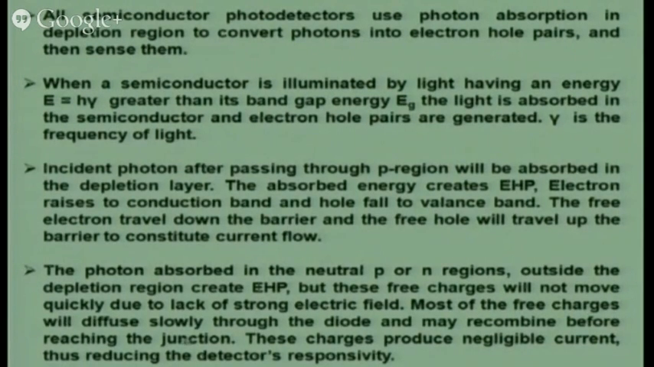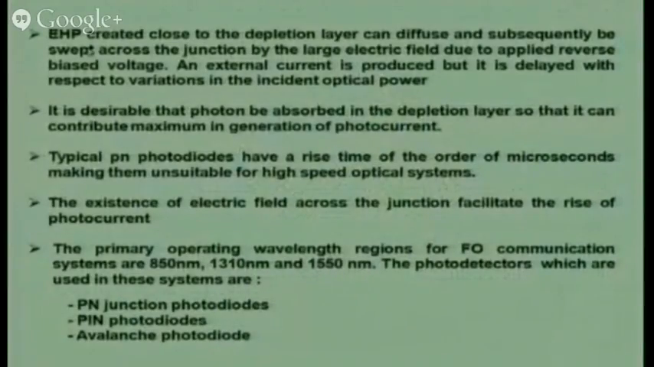Most of the free charges will diffuse slowly, right? If we have not applied any external bias, they diffuse slowly because they have their own velocity. These charges produce negligible current, thus reducing the detector responsivity. EHPs created close to the depletion region can diffuse and subsequently be swept across the junction by the large electric field due to the applied reverse bias voltage. An external current is produced, but it is delayed with respect to variation in the incident optical power.